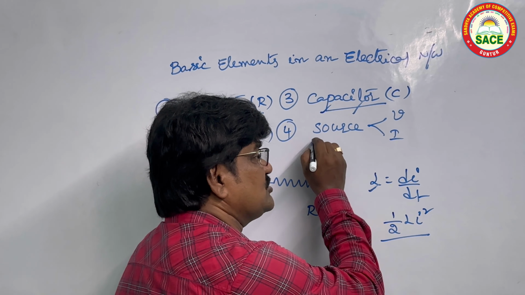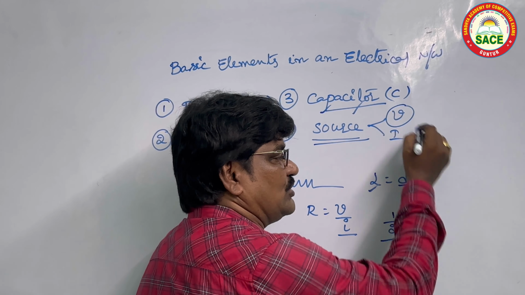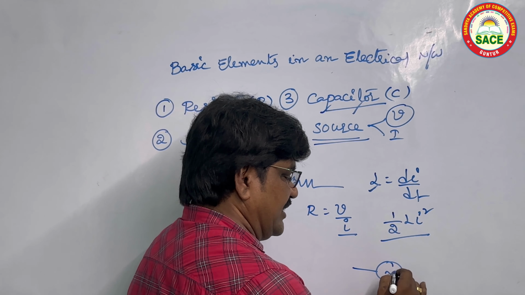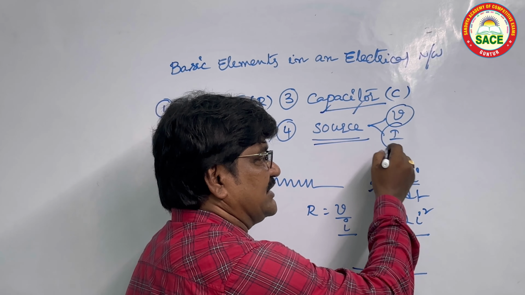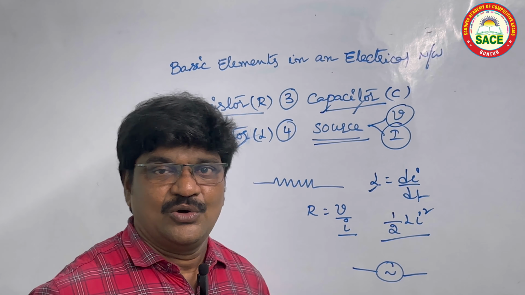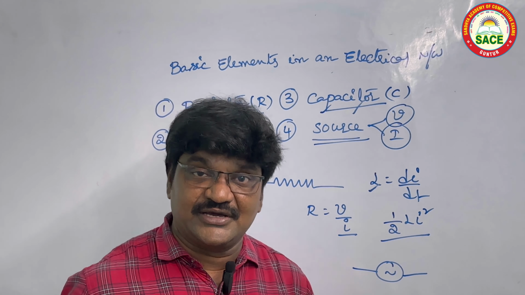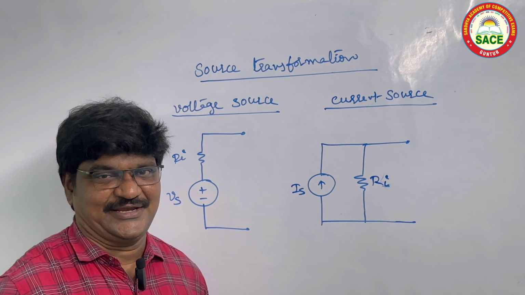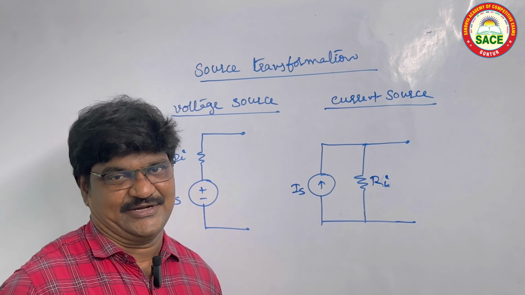And one more thing is called sources. Right, here the main source is called voltage source. We know voltage source may be DC or AC. Again one more thing is called current source. Voltage source is available, but current source we are creating by the source transformation technique. So we have two types of sources. One is called voltage source and the other current source.